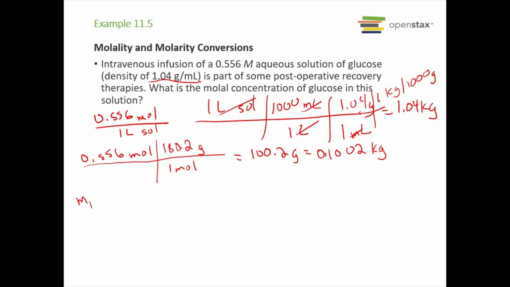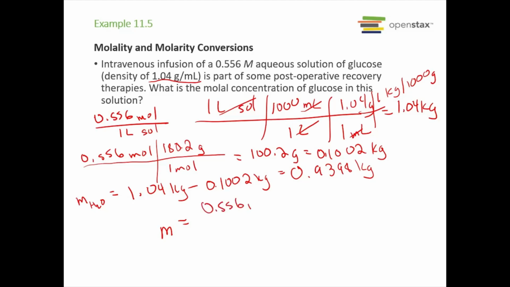So our mass of water is equal to 1.04 kilograms minus 0.1002 kilograms. So then we get 0.9398 kilograms of water. Now we can get the molality. We have 0.556 moles of glucose per 0.9398 kilograms. So we type this into our handy dandy calculator, and I get a molality of 0.592 molal.